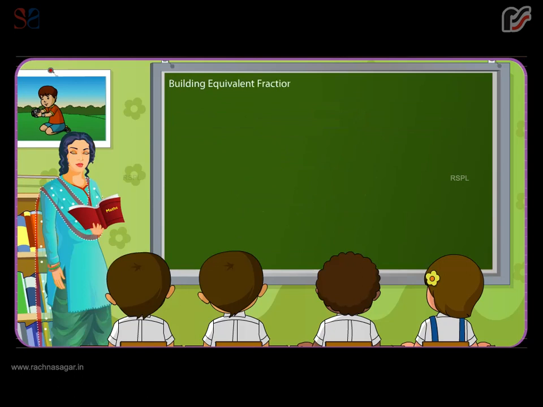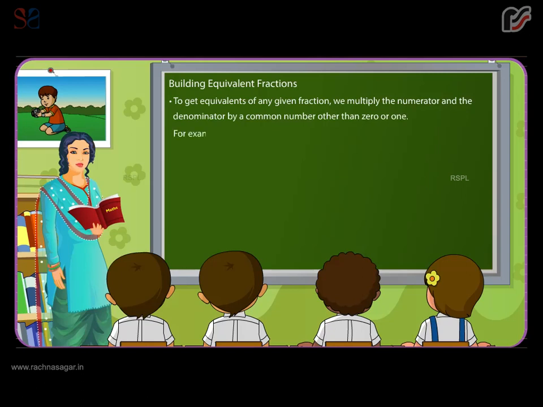Building equivalent fractions. To get equivalence of any given fraction, we multiply the numerator and the denominator by a common number other than 0 or 1. For example, find 4 equivalent fractions of 1/2. On multiplying the numerator and denominator of 1/2 by 2, we get the new fraction as 2/4.